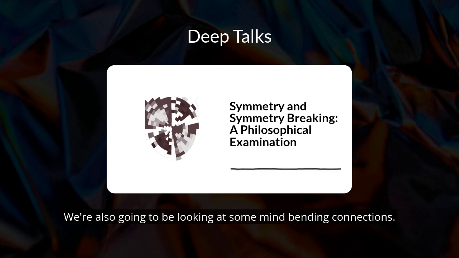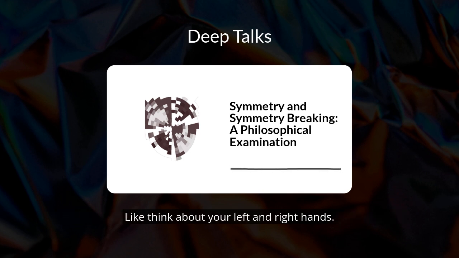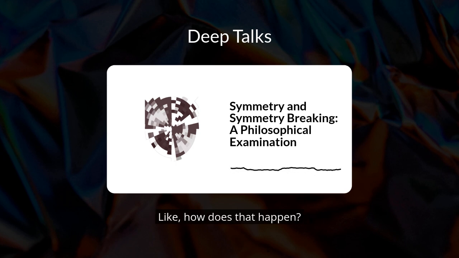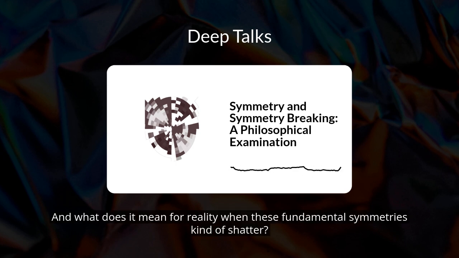We're also going to be looking at some mind-bending connections. Like, think about your left and right hands. What does that have to do with space? What is that all about? And can symmetries be broken? How does that happen? And what does it mean for reality when these fundamental symmetries kind of shatter?